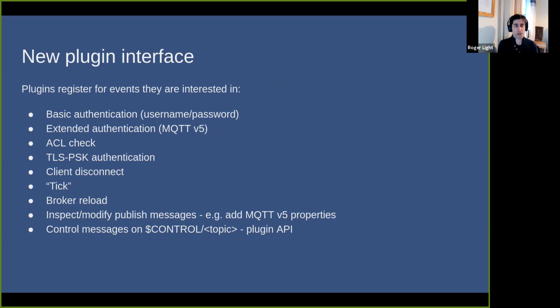So these are the different events that you can register your interest in as a plugin. The top 4 there, the basic authentication, extended authentication, ACL check, and TLS pre-shared key authentication, are essentially what was available in the existing plugin interface, and the bottom 5 are the additions. The first of those is the client disconnect. So you get information both about the start of the client session through the authentication, and also the end of the session.